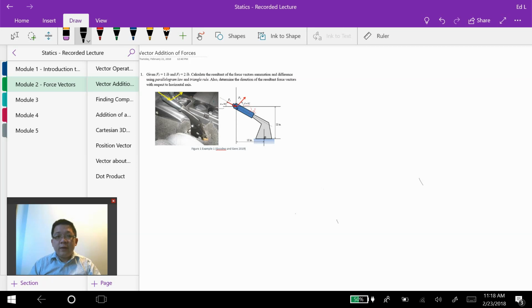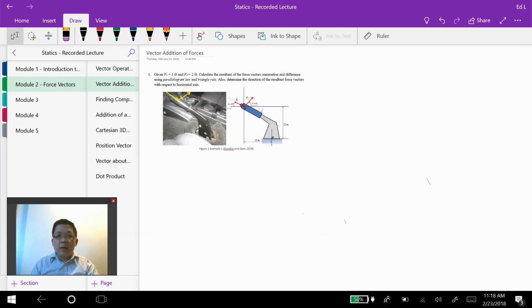Hi everyone. In the previous recorded lectures, we have talked about factor operations, especially how to do factor summation and factor difference, utilizing the parallelogram law and triangle rule to help develop or construct the sketches to help us in the calculation, right? And today we're going to discuss one example problem that demonstrates how we can use those two methods to calculate factor summation and factor difference.